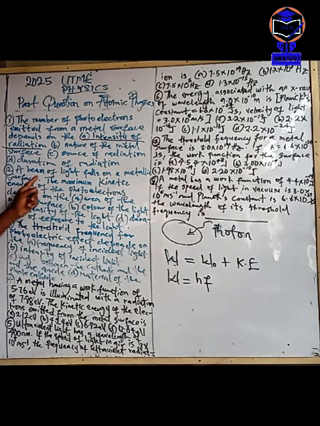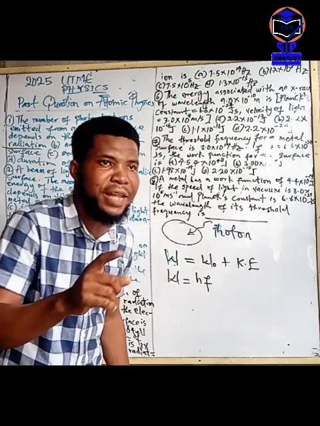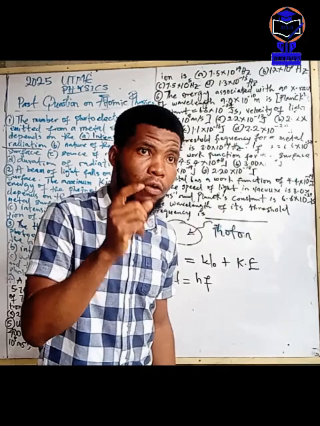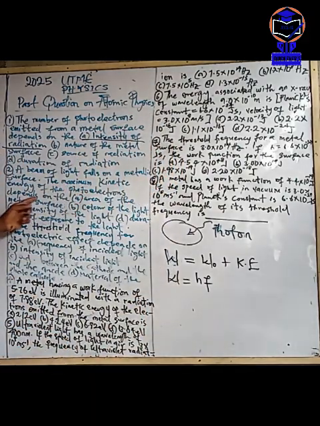Now the next one. A beam of light falls on a metallic surface. The maximum kinetic energy of the photoelectron depends on... What I mean by photoelectron is the electron that has come out as a result of what? Photoelectric effect. Are you getting it now? So the maximum kinetic energy of the photoelectron depends on: A, the area of the metal surface; color of the light; intensity of the light; duration of exposure to the light. So what is the correct answer to this question?